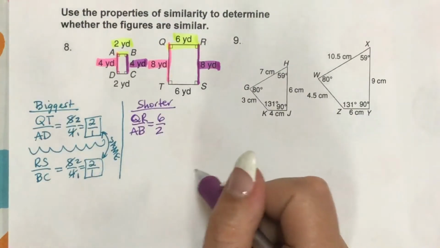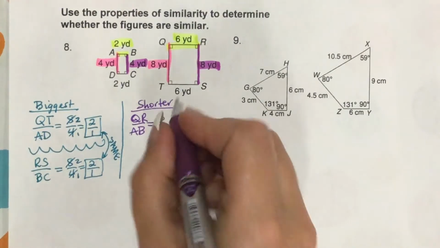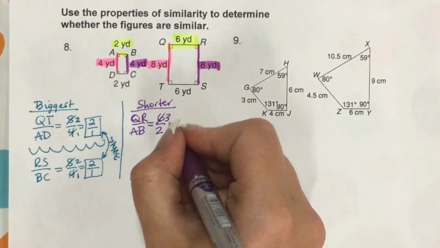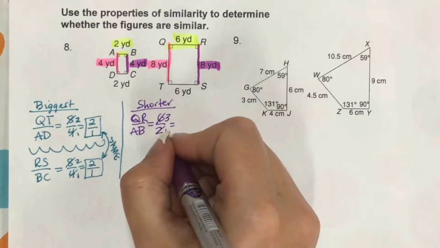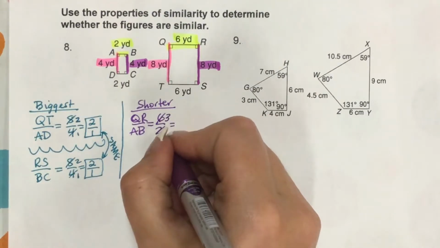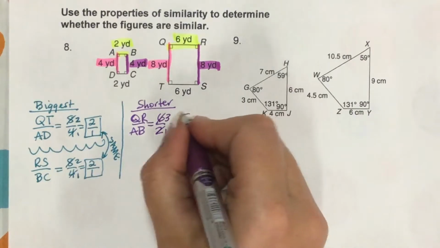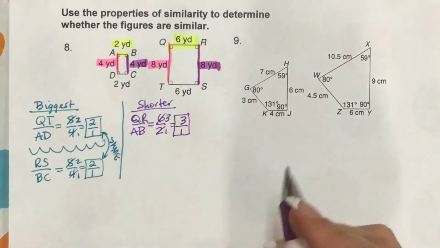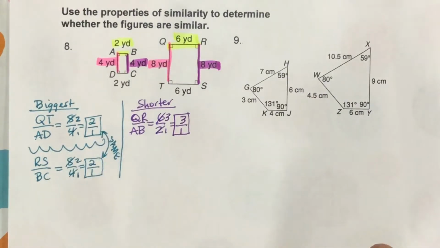So we go ahead and look if there's a common factor between 6 and 2, and there is. 2 goes into both. 2 goes into 6 3 times. 2 goes into 2 1 time. So the ratio is 3 over 1, and that is not the same as 2 over 1.